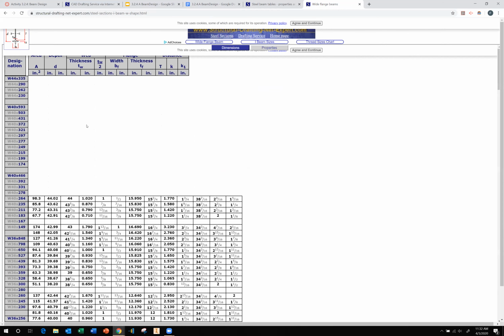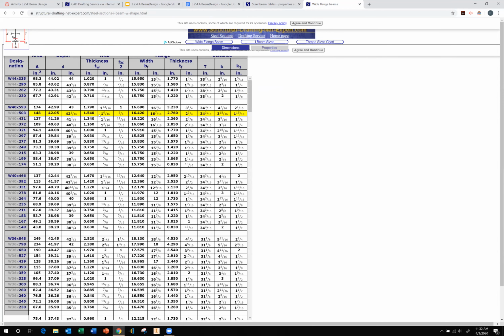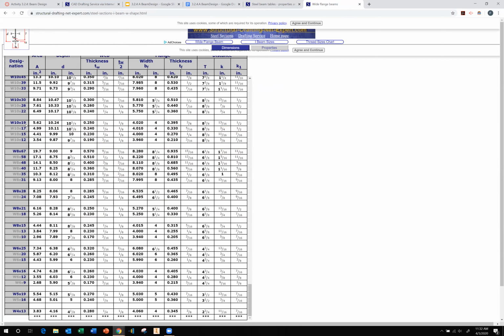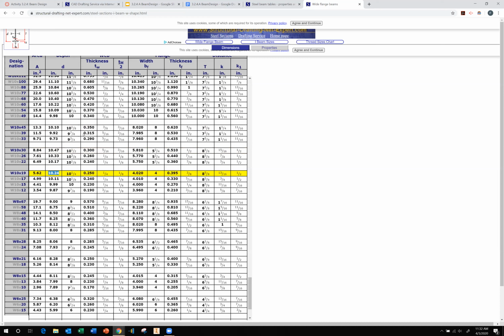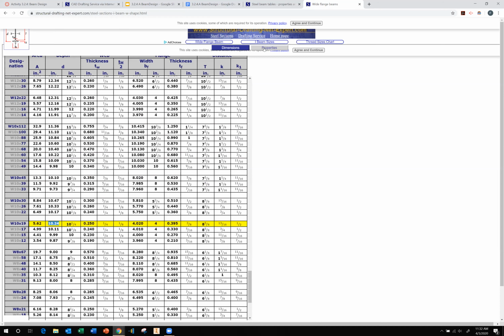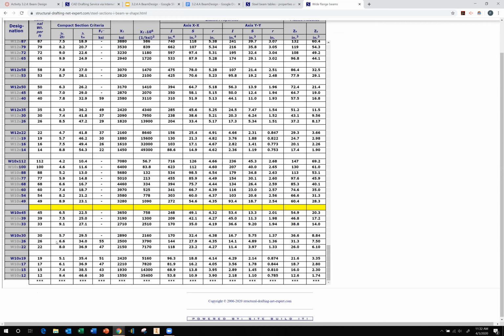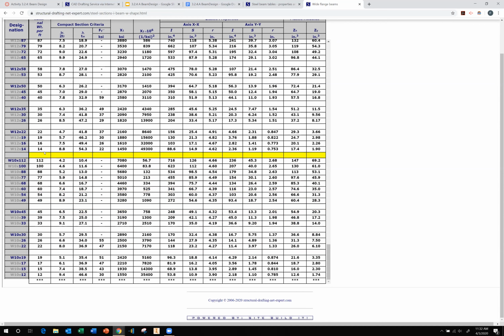As mentioned in the video, the reason why we call it W10 by 19 is because it's nominally, like roughly 10 inches tall, and it weighs, where's the nominal weight? I have to go all the way to the bottom now. What did I select, 10 by 19? There it is, 19 pounds per foot, which really means how thick it is.